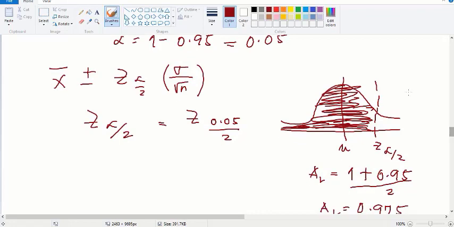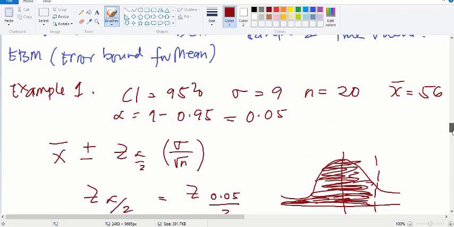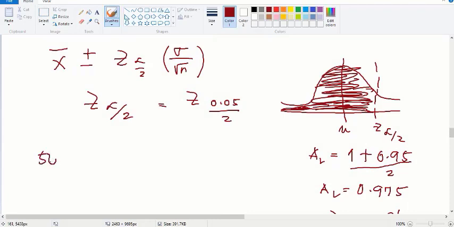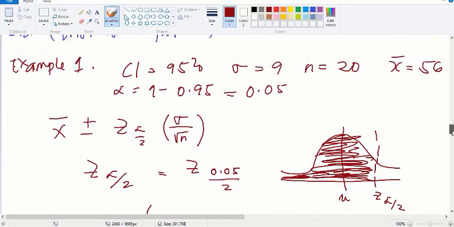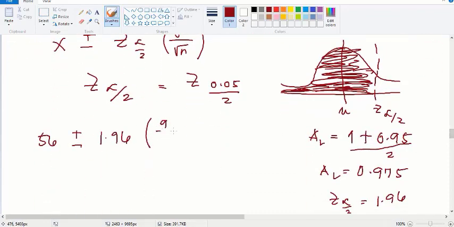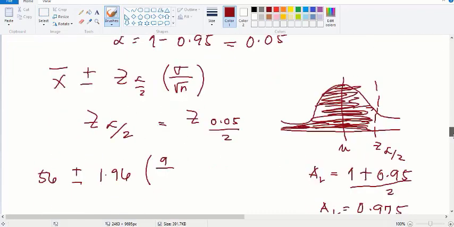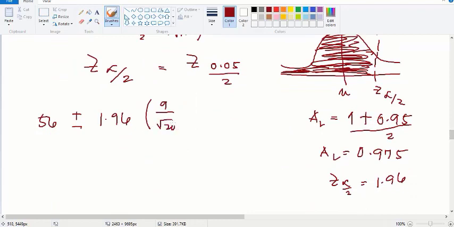So, let's just substitute. What is our mean? Is it 56? Okay. So, 56 plus or minus our Z alpha over 2, which is 1.96. Our standard deviation is 9 over, our N is 20, square root of 20.